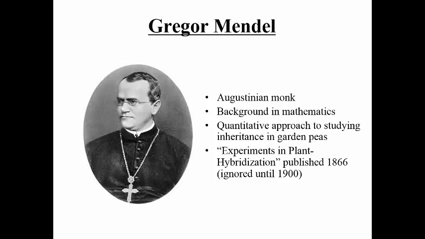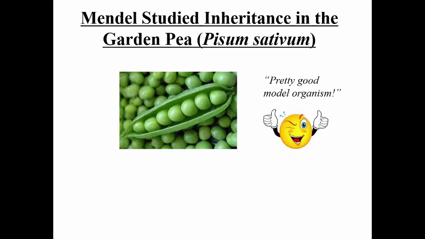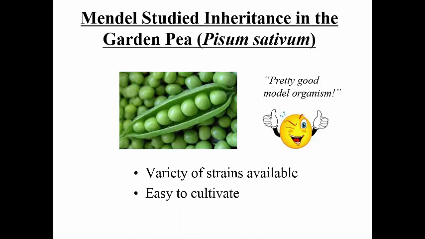So Mendel used the garden pea, as I mentioned on the previous slide. This was his model organism, and it was a very, very good model organism, actually. You might say, well, why did he choose this? What was the point of this? Well, a variety of strains were available, very easy to cultivate, and it can self-cross or self-fertilize or it can cross-fertilize. In other words, the pea can mate with itself or it can mate with other peas. And so this is very powerful to use in genetic studies. You'll see this as the course goes on.